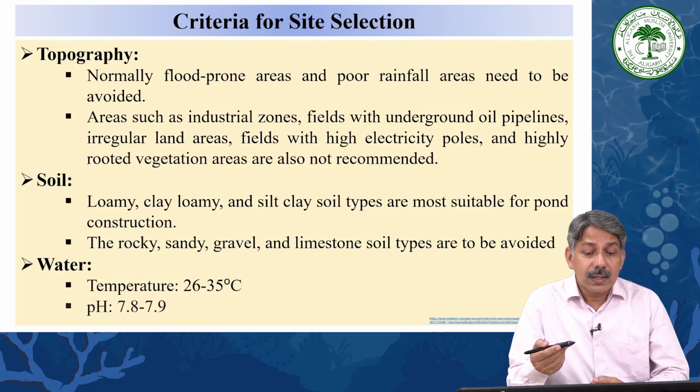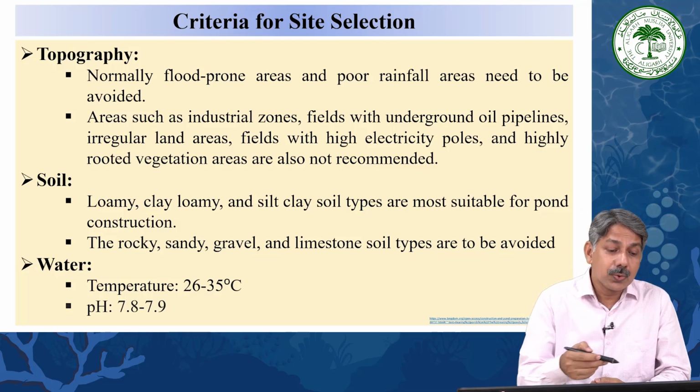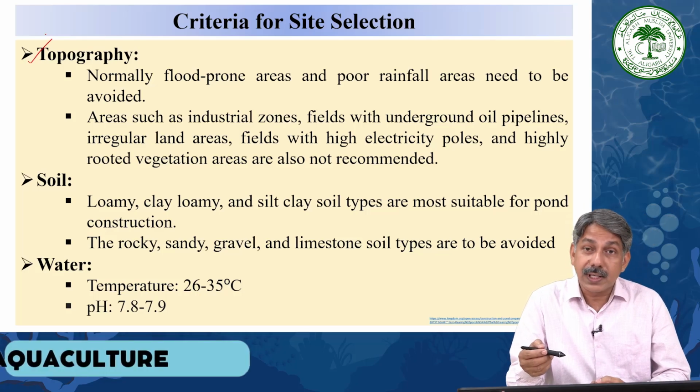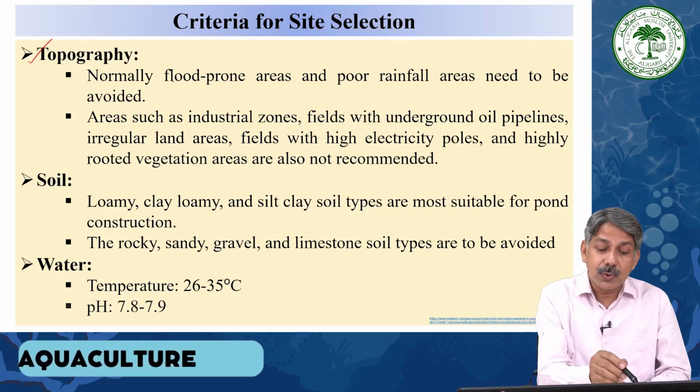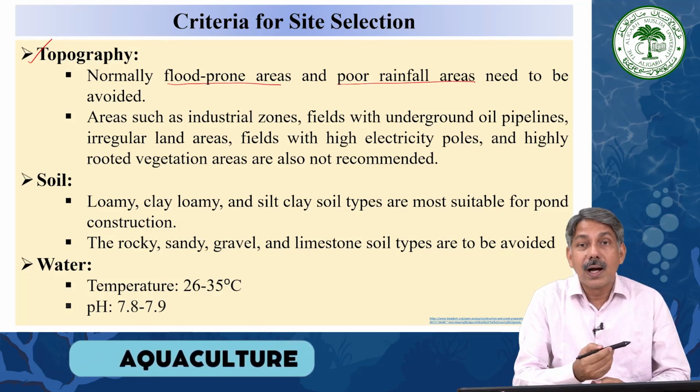Then what are the criteria for selecting the site to construct a pond? We need to look at the topography conditions. Normally, flood-prone areas are avoided. Poor rainfall areas are avoided.